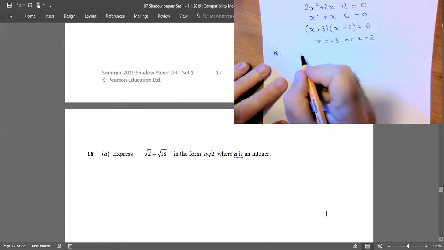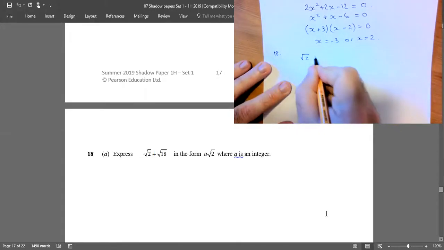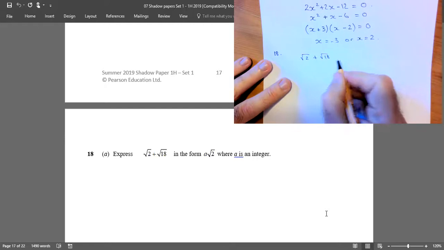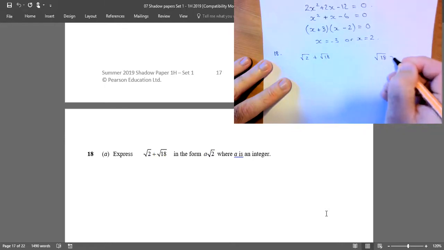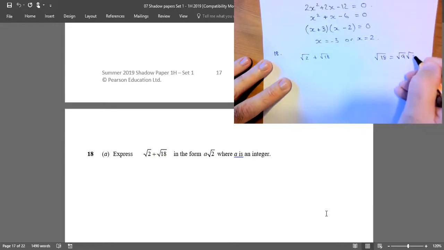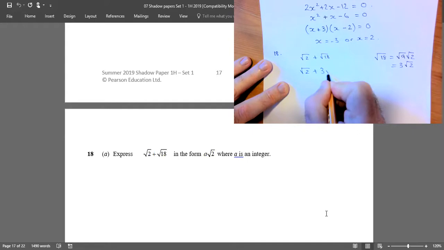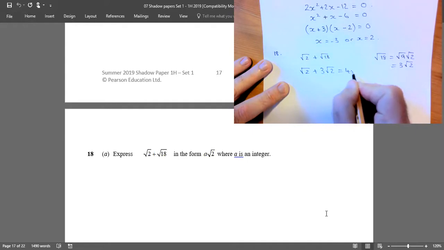So question number 18, root 2 plus root 18. I want it as a root 2. So root 18 equals root 9 root 2, which is 3 root 2. So now I've got root 2 plus 3 root 2s, which equals 4 root 2s.